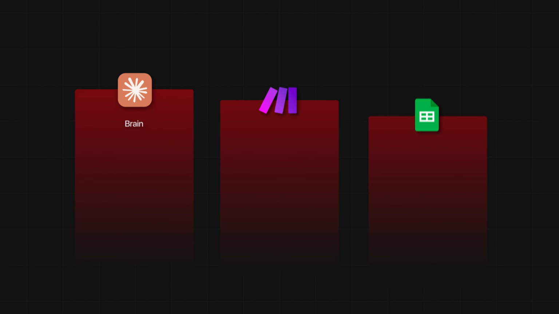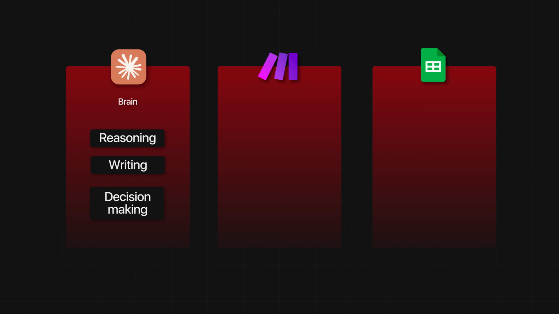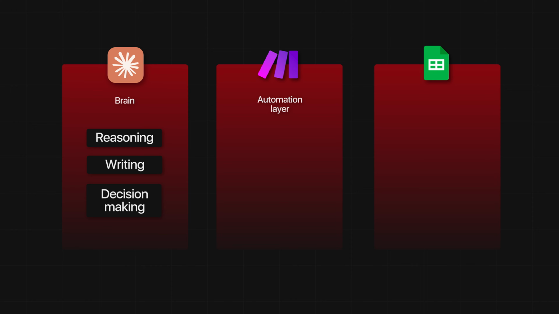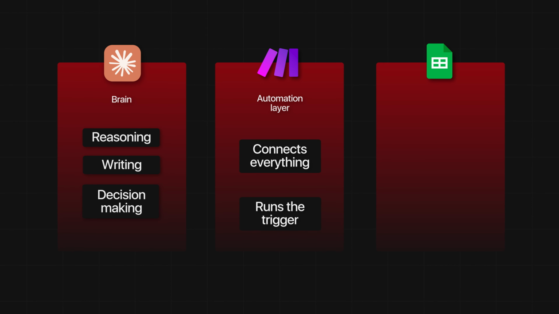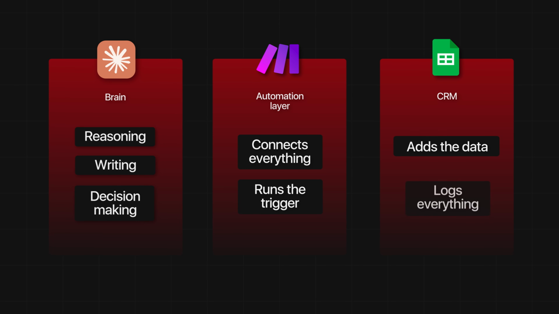Now, here's where it gets interesting. The stack I use is that simple. 3 layers. Claude is the brain. It handles all the reasoning, all the writing, all the decision making. Make.com is the automation layer. It connects everything together and runs the trigger. And then Google Sheets or your CRM is the data layer where everything gets logged. So let me walk you through exactly how the lead follow-up agent works step by step.